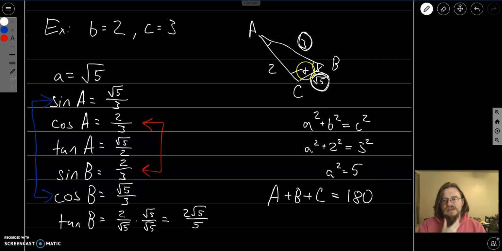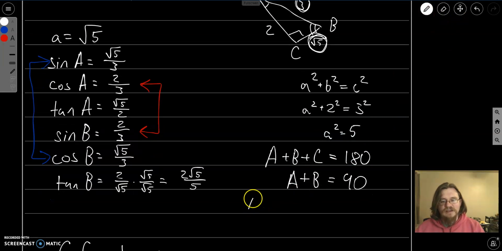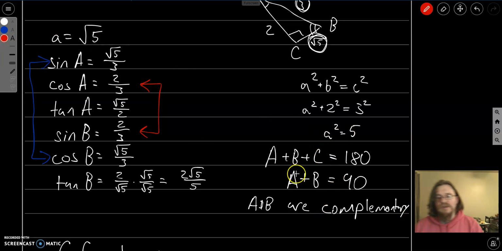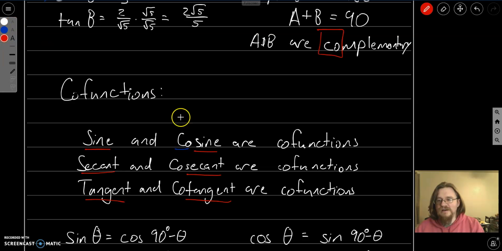But we know what C is. C is a 90-degree angle. So if I subtract 90 from both sides, I get A plus B is 90. So more so than anything else, A and B are complementary. And what I'm going to point out is that this is going to be easy to remember because we've got CO again, in the same way that we have CO, CO, and CO.